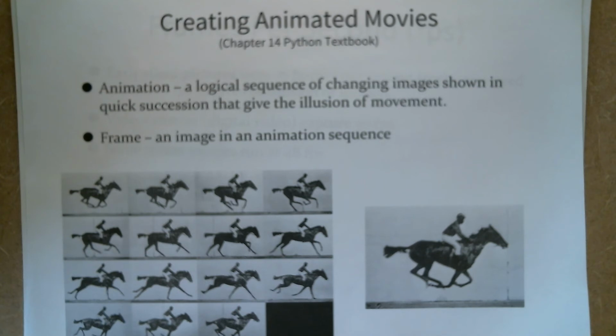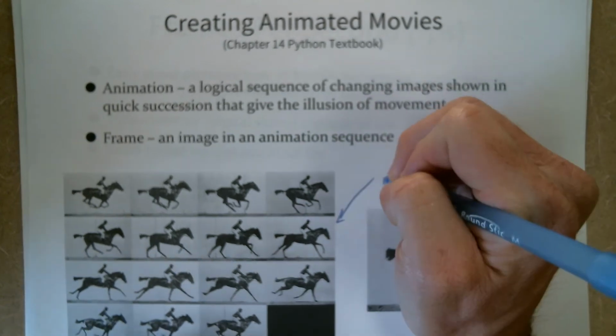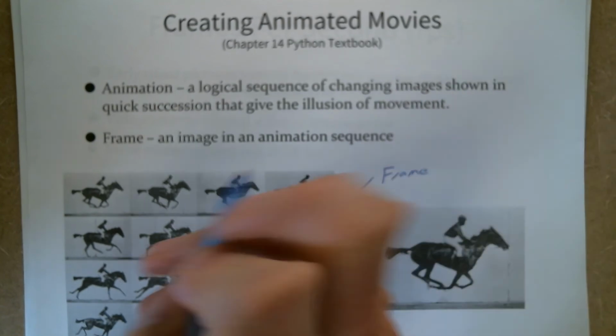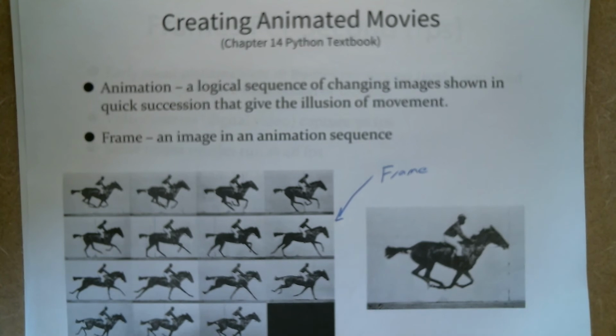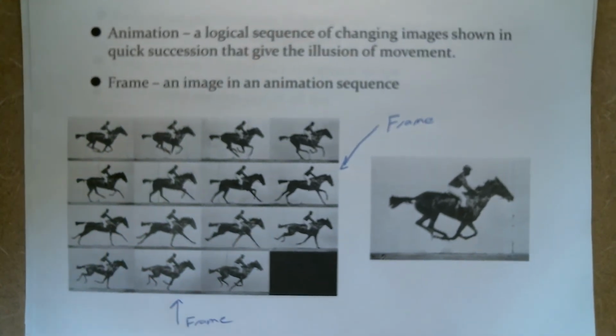All right. Now, one of the terms we're going to use a lot in this unit is a frame, and a frame is just a single image in an animation sequence. So like this is a frame. This is a frame. Every one of these individual pictures is a frame. I could draw arrows to literally every single one of those pictures because every single one of those represents a frame in the animation. Again, animation is just lots of pictures streamed together in a logical sequence.